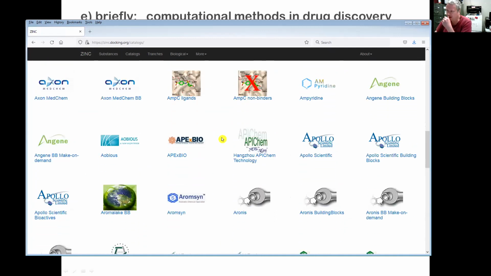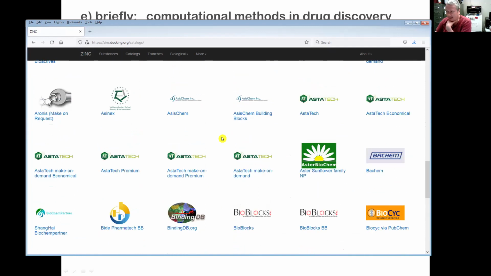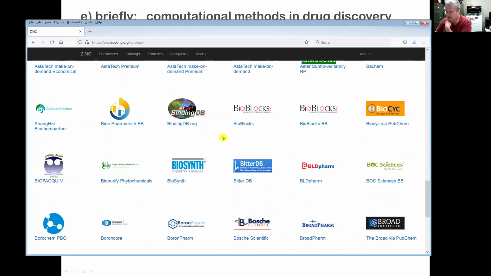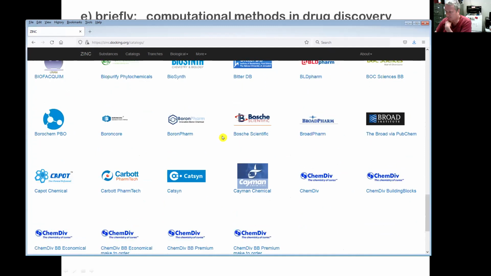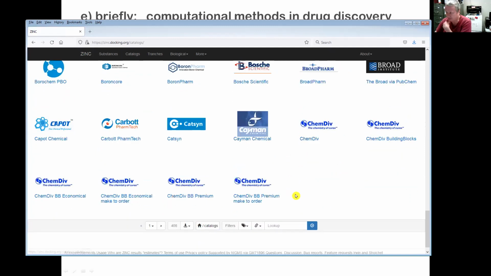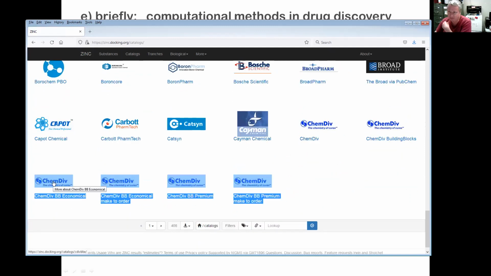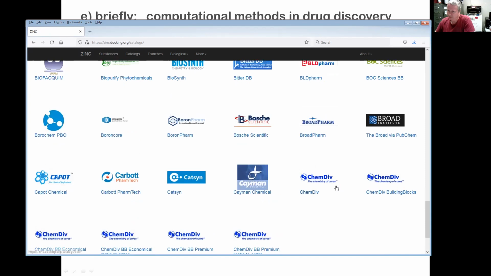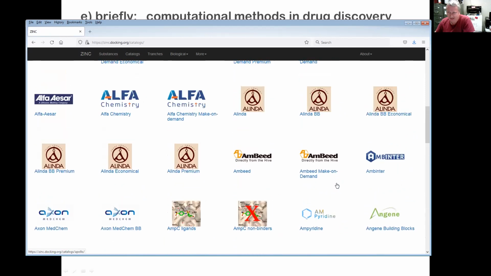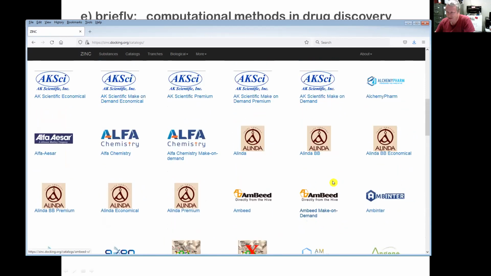And my collaborators at UCSF have a special deal with ChemDiv, this company, which has a ton of compounds. So we can get ChemDiv compounds really cheaply. So when I'm picking vendors to use, I'd probably pick ChemDiv because I can get the chemicals cheaply. Getting every chemical would obviously be possible also.